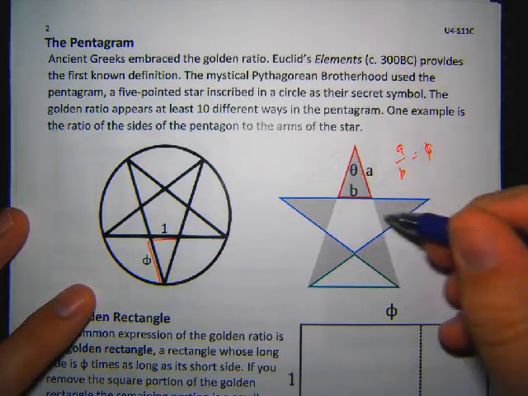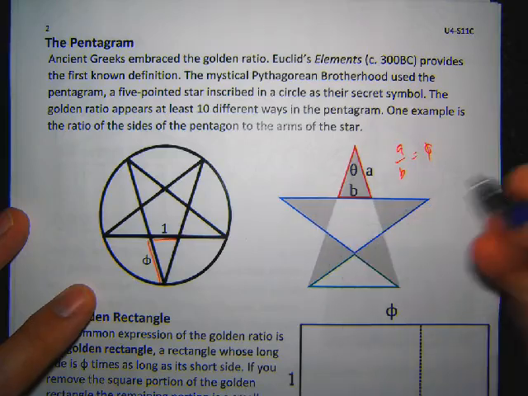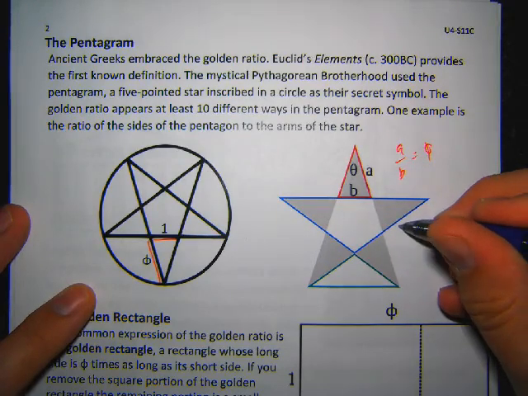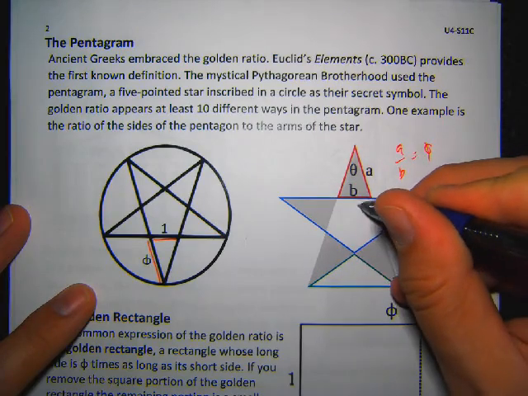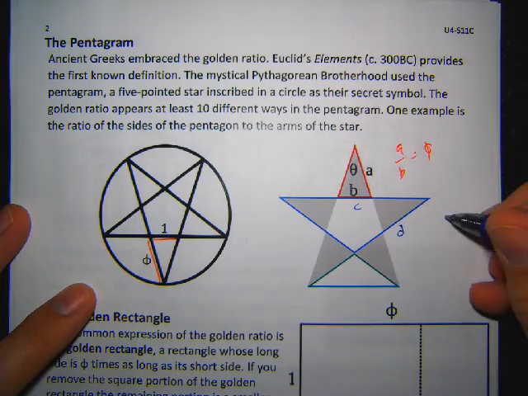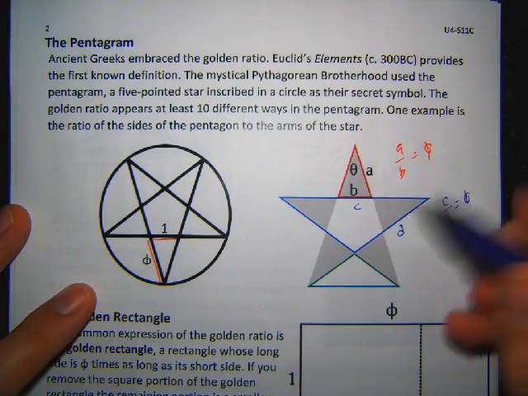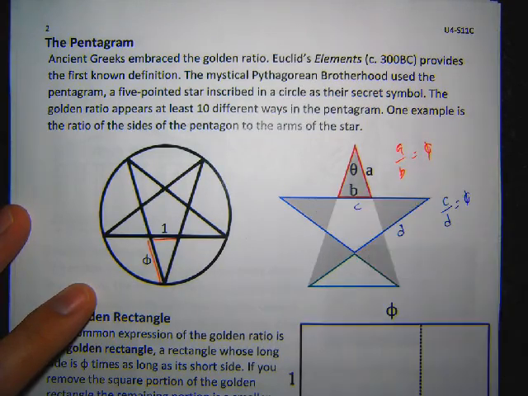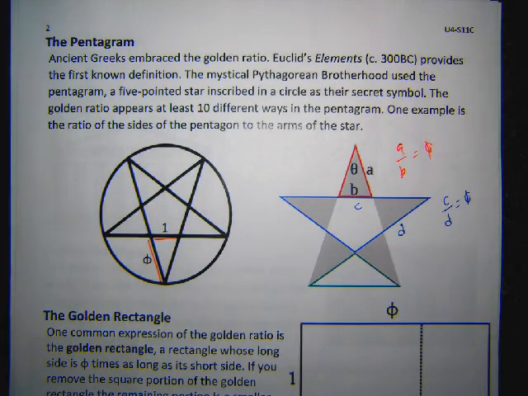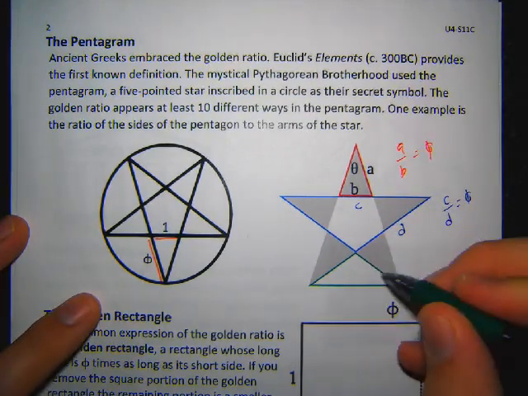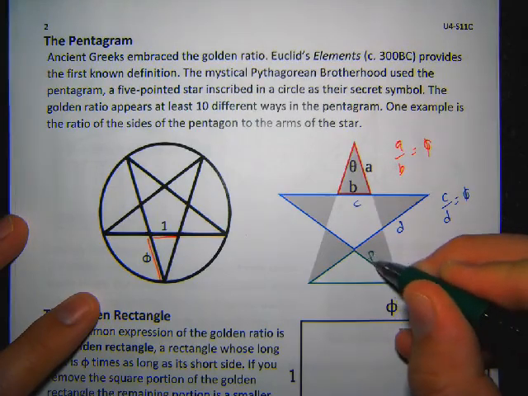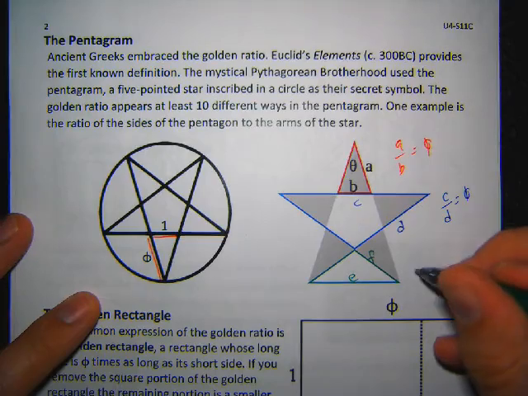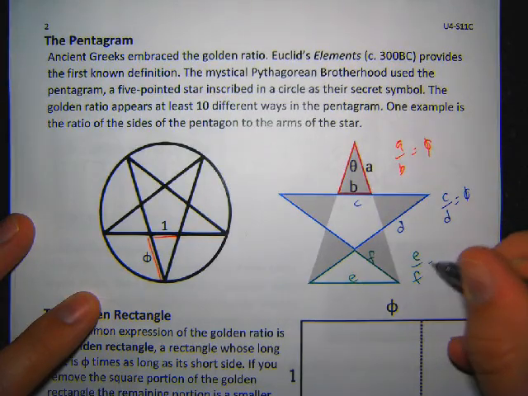If you look at this triangle in the middle here, the short side would be out here. This long side is this entire thing from here to here. And that ratio, C over D, is also phi. So that ratio, this side to this side, is phi. There's another one down here. This would be the short side, we'll call that F, and the long side we'll call E. And if you did E over F, that would also be phi.